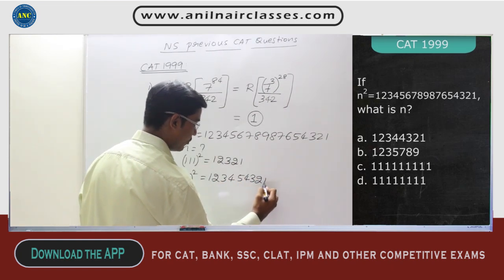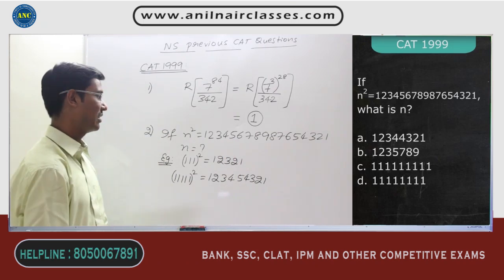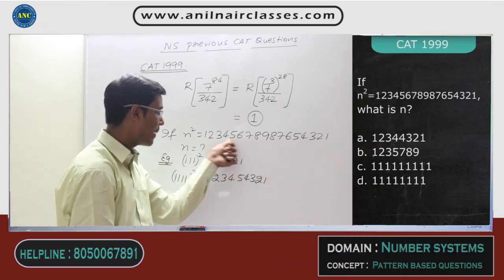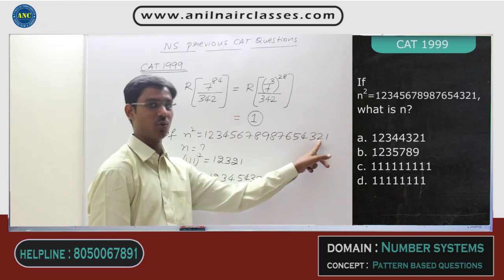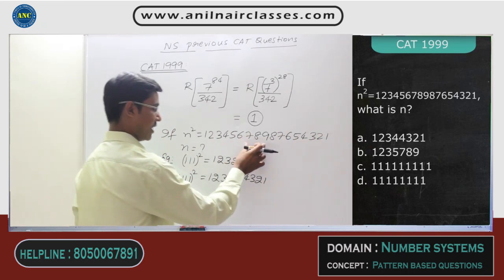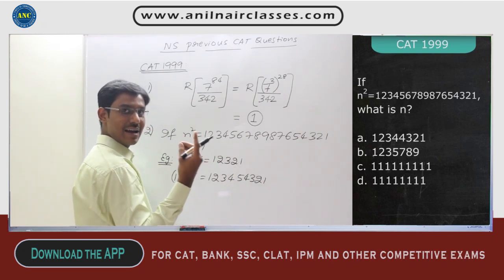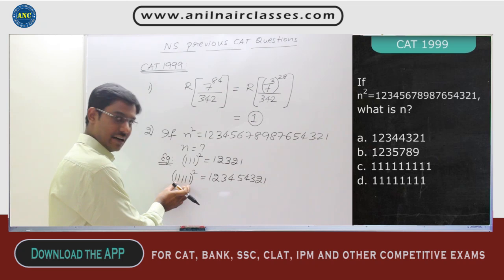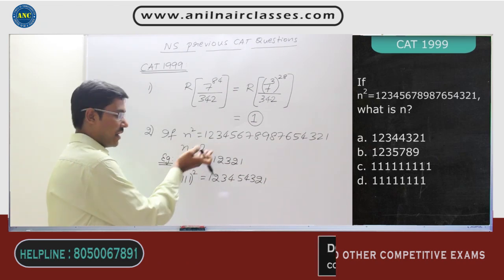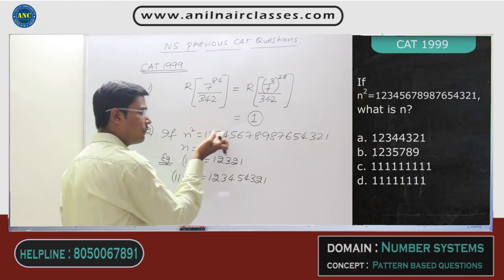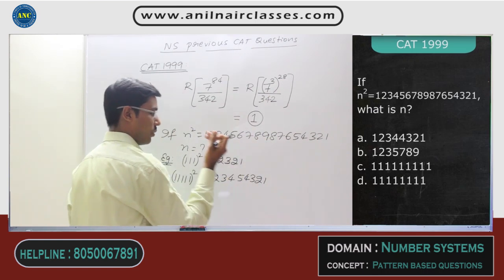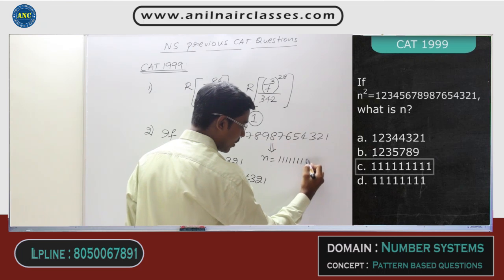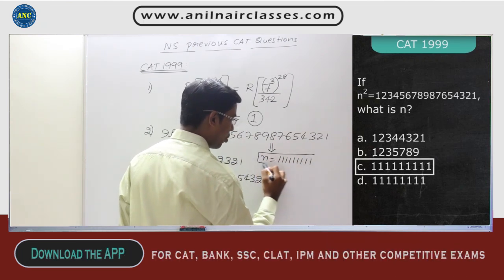4, 3, 2, 1. Now if you observe, the given question says start from 1, write till 9. After writing till 9, come back to 1: 8, 7, 6, 5, 4, 3, 2, 1. That means this number is nothing but the square of a number containing 1 written 9 times, right? If I write 1 nine times and square it, the result will start from 1, write till 9 and come back to 1. That means the n value should be 1 written 9 times. So the answer is 1 written 9 times.